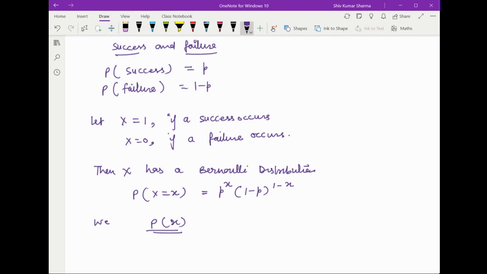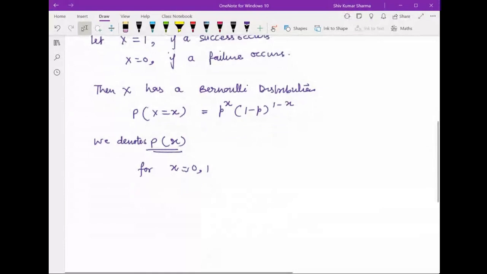Sometimes we denote it as p x. For particular cases, we are talking about when we put x equal to 0 and x equal to 1. So how do we write this Bernoulli distribution? When we put x equal to 1, this gives us p raised to the power 1 times 1 minus p raised to the power 1 minus 1, which is 0. So this equals p. So getting a success, that means getting a head.